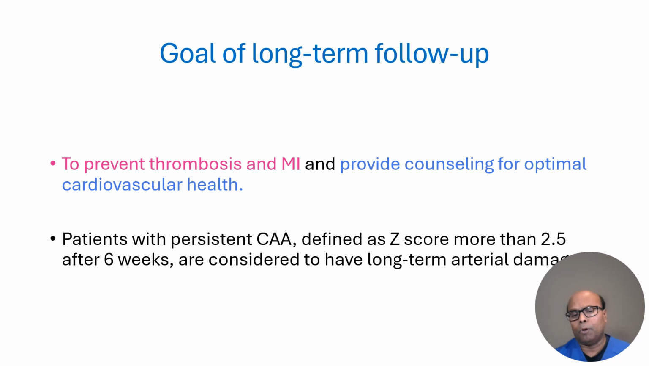The goal of long-term follow-up is to prevent thrombosis and myocardial infarction, and also to provide counseling for optimal cardiovascular health. Patients with persistent coronary artery aneurysm, defined as Z-score more than 2.5 after 6 weeks, are considered to have long-term arterial damage.